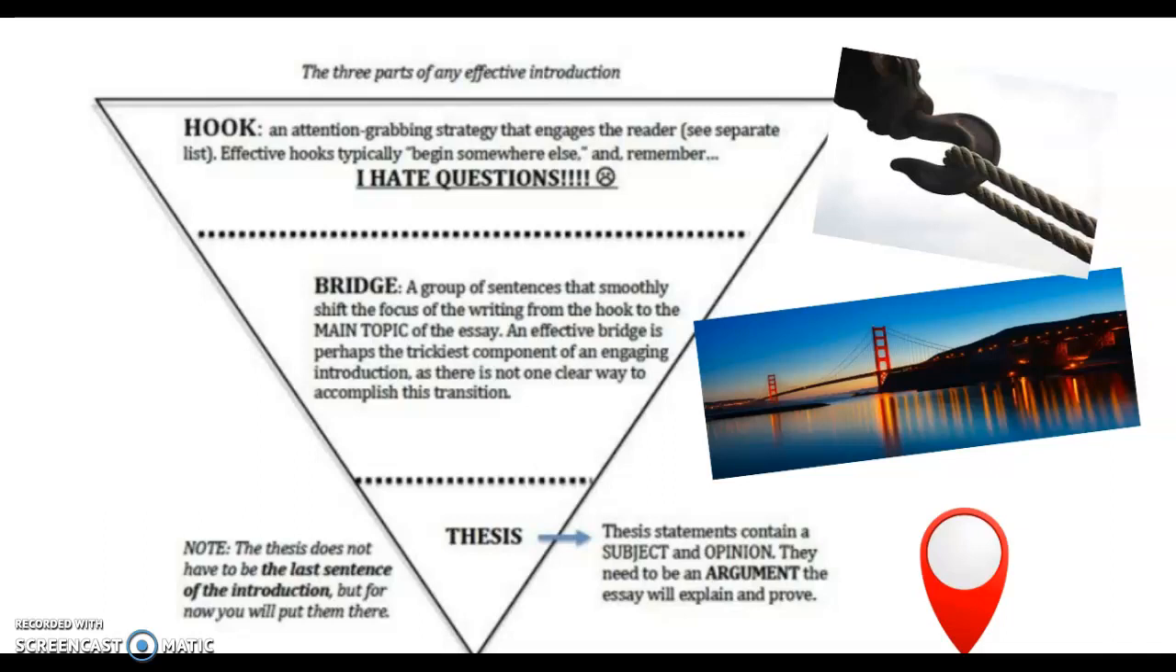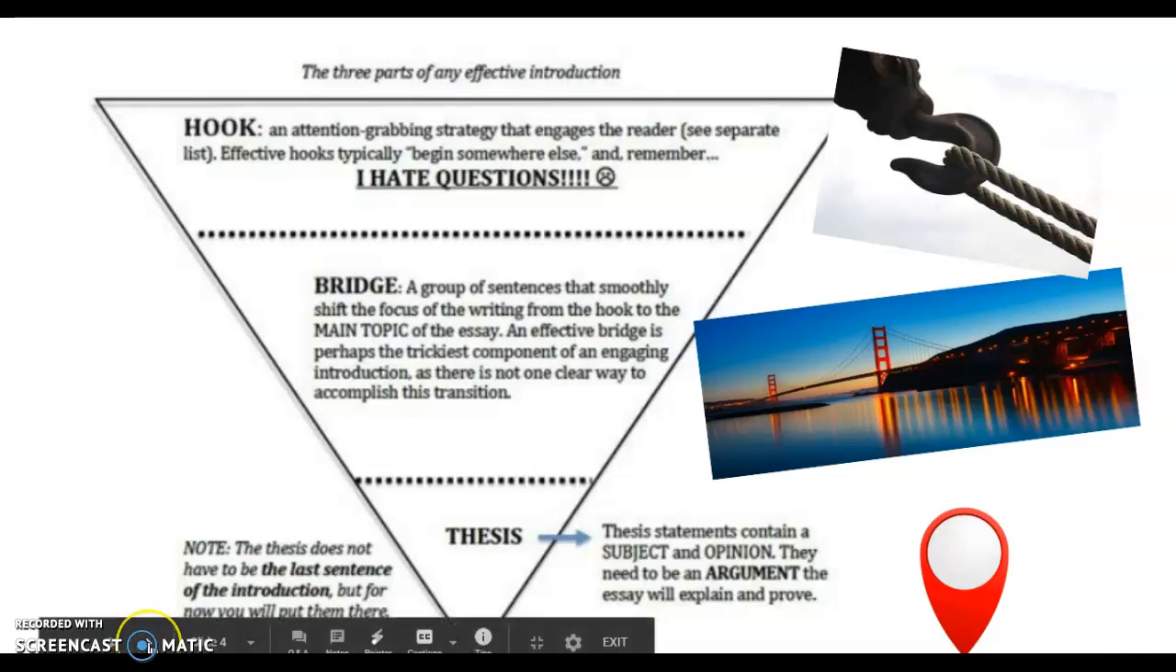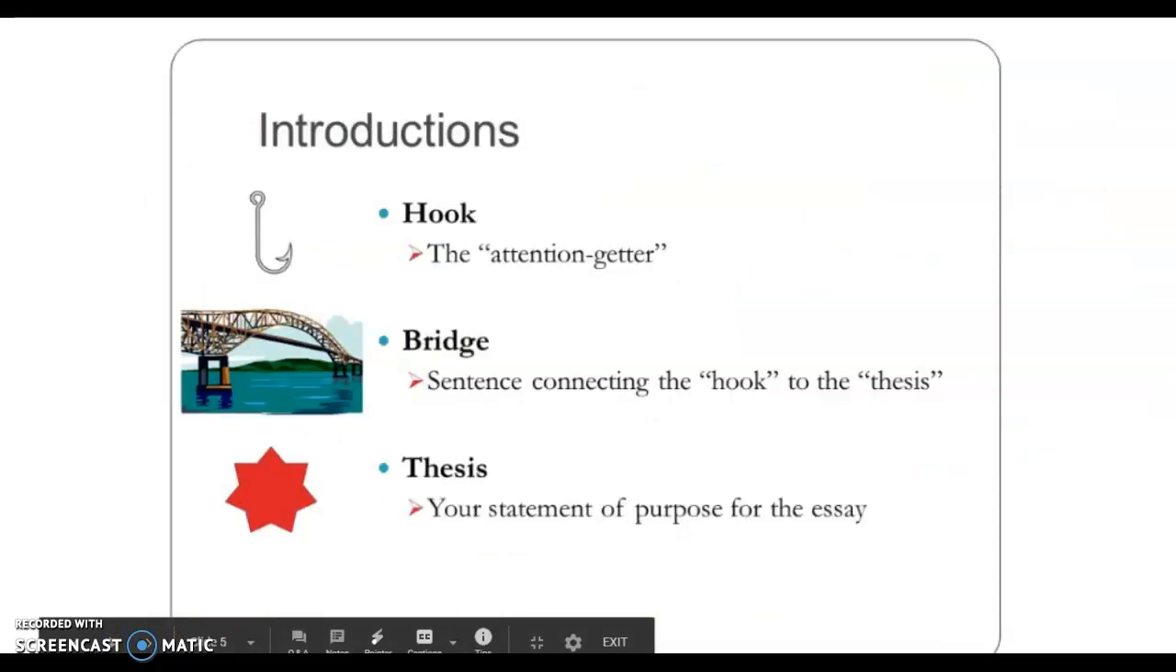Finally, we have the thesis, and I have the little marker symbol there that you might find like if you're using Google Maps. And that's because this is where you are going to establish your position. In an argument essay, you're going to state your stance or how you stand on a topic. So we want to think about where we stand. We've been working on thesis for a few days now, so we should be pretty familiar with this. This is just another way of looking at the parts of our introduction.